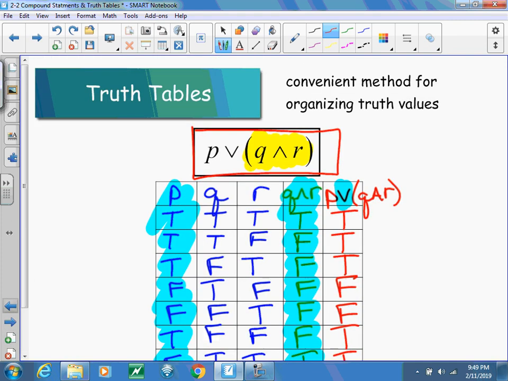There's a couple additional ones, 7 and 8, that are on the practice. If you want to try those, you're more than welcome to.